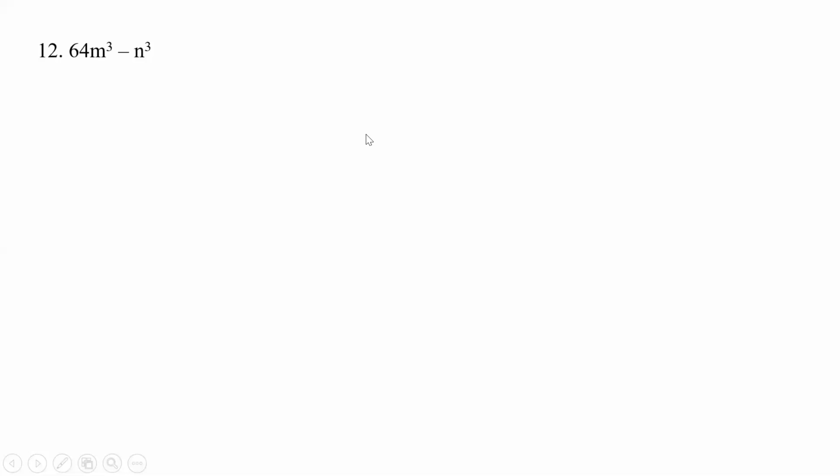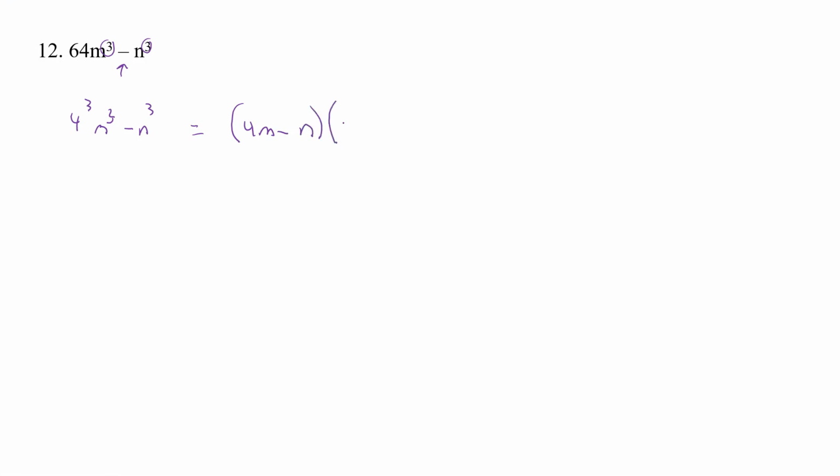Well, now look at that. We have cubes again, but this time we have the difference. And so what do we have here? Well, that's 4 cubed, m cubed minus n cubed. So we're going to say, well, that's 4m. Now we have a minus here, so we have to have a minus here, n.